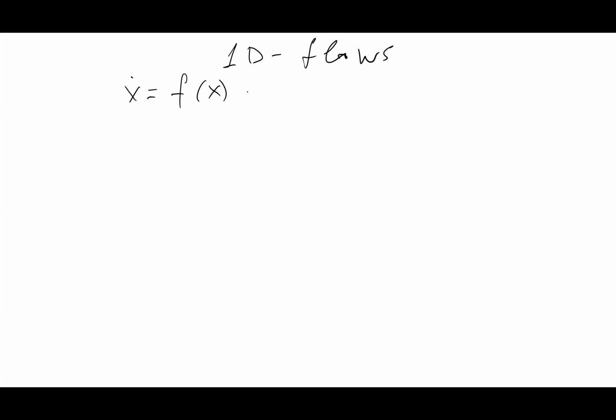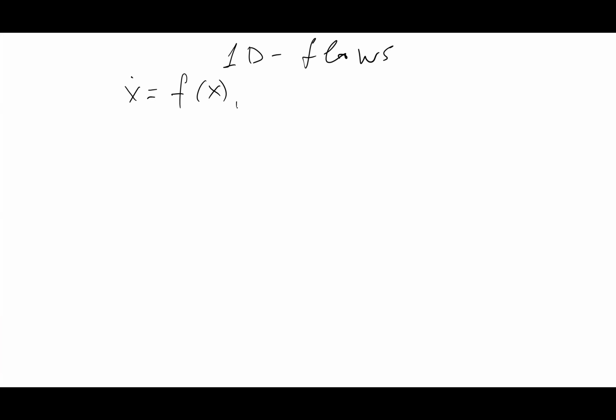So let's start this lecture. I will keep talking about one-dimensional flows. So this is given by the equation x dot equals some function of x. So let's consider autonomous equations.